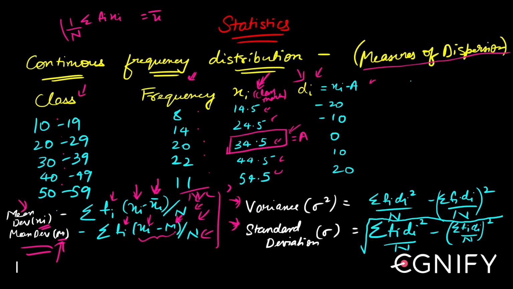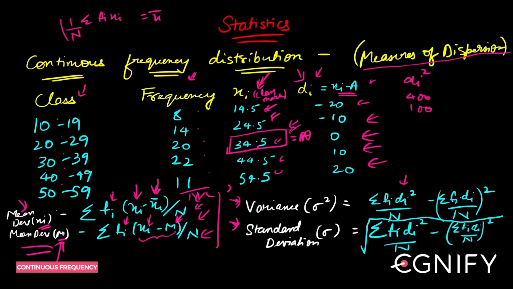What is this Di now? You get Di using this formula: xi minus A. Xi is each of these values, right? And then you subtract this middlemost value A from each of those. So 14.5 minus 34.5 is minus 20. 24.5 minus 34.5 is minus 10. Likewise 0 and then 10 and then 20. This is your Di. Now you have Di available, so you can always get the Di square column, which is your 400, 100, 0, 100 and 400, right?